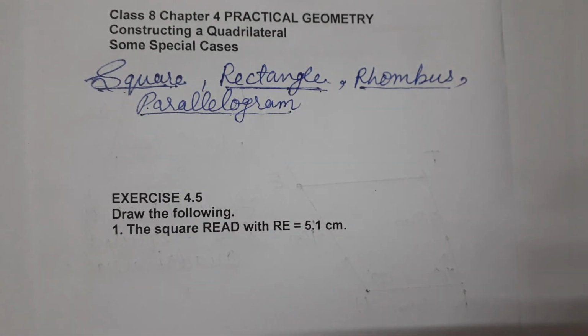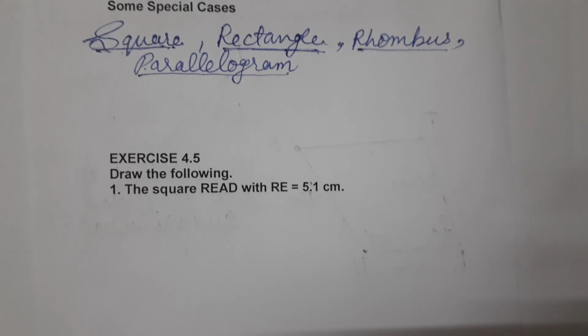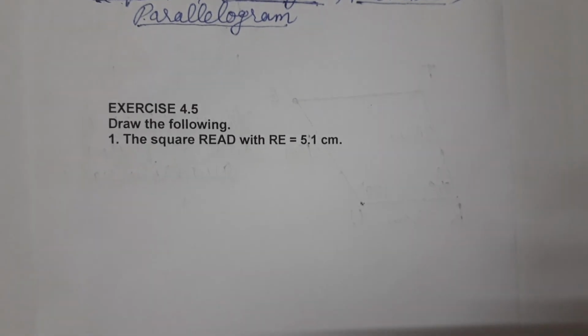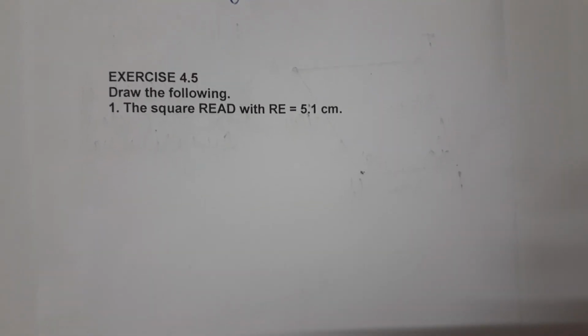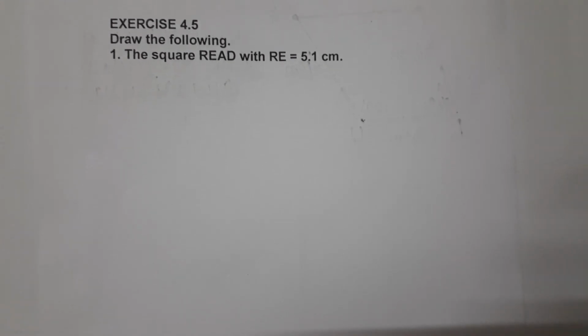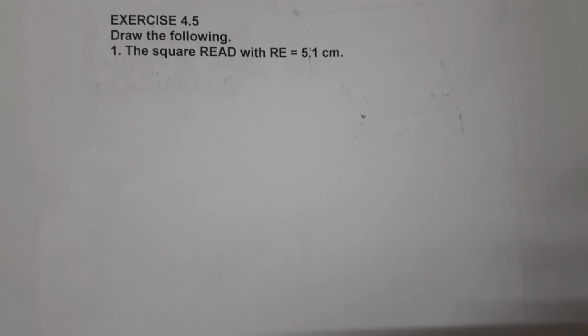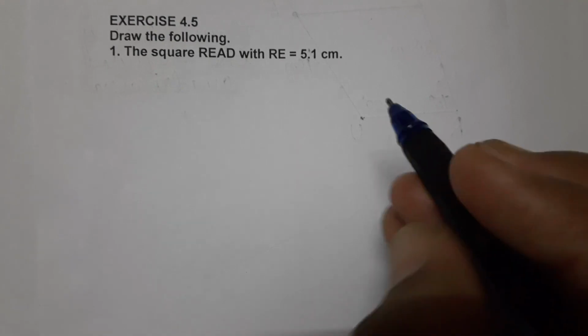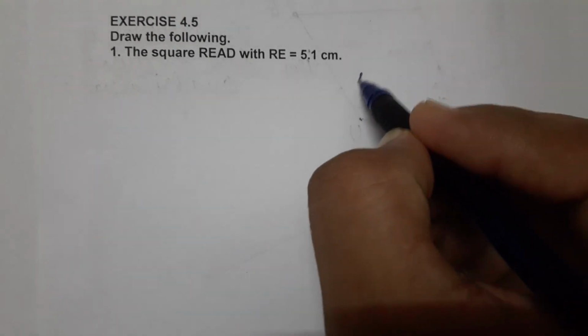First one, exercise 4.15, question number one. Draw the following. First one is square READ with only one side given to us, RE equals 5.1. So children, as you know, only one side is given to us, so we can easily construct because we know that in a square all sides are equal. So let's make a rough diagram first.